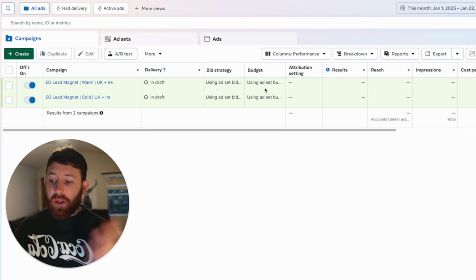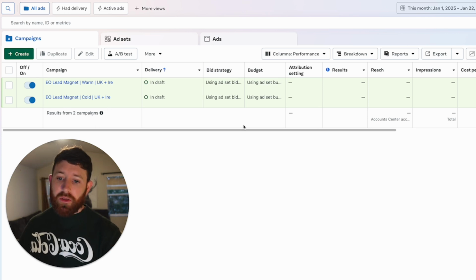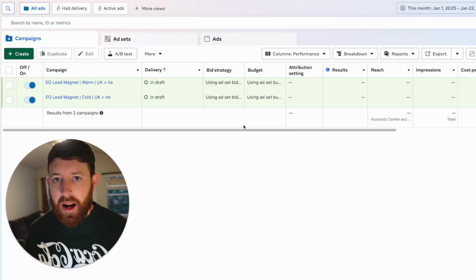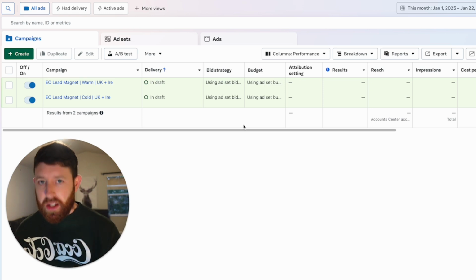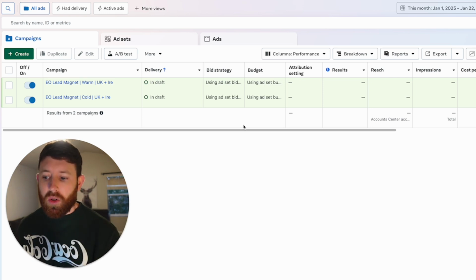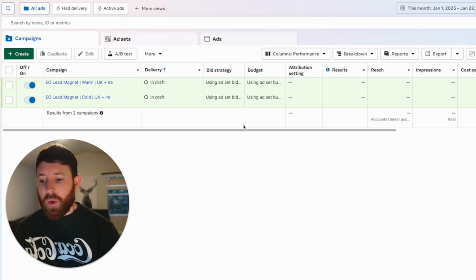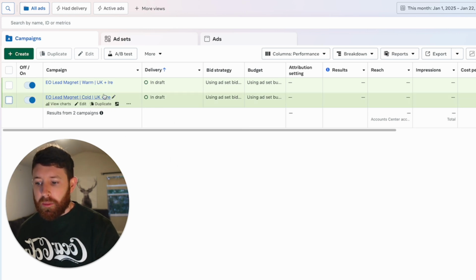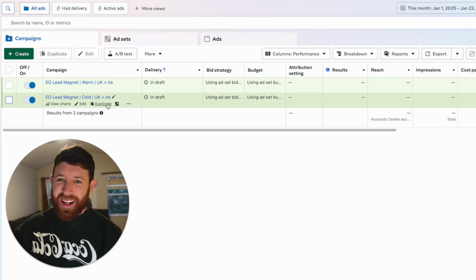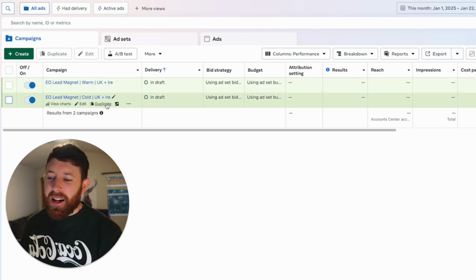Okay, so let's just say that you've got both of these running well, you've started the scaling process. Do you have to sit on your hands and just continue to wait from there? Well, no. Now we would bring in our first testing campaign. So when you've got your ads running really well, a testing campaign is where we simply take the cold campaign, and in one case we would take the warm campaign as well, but the cold campaign is a simple route to do it.